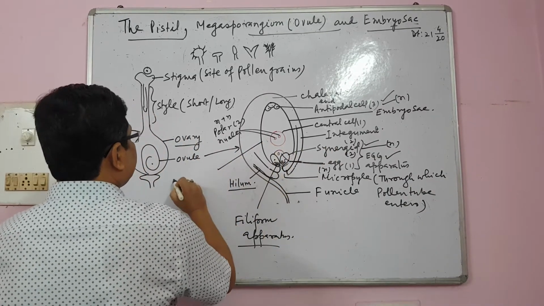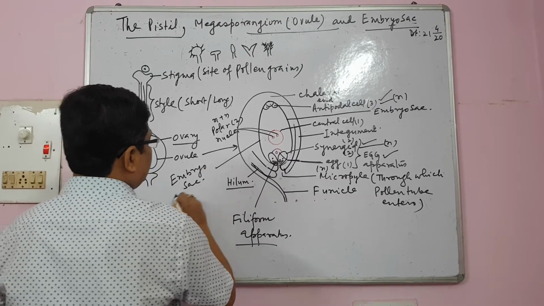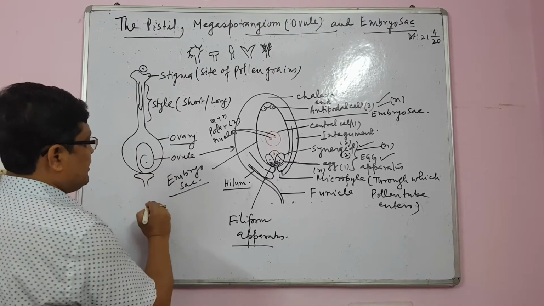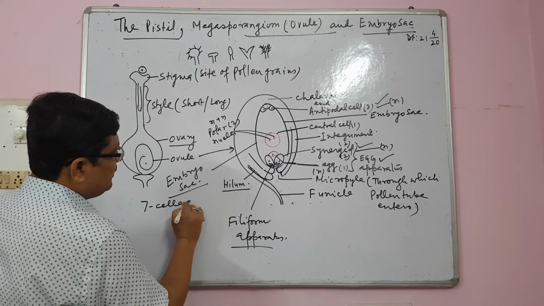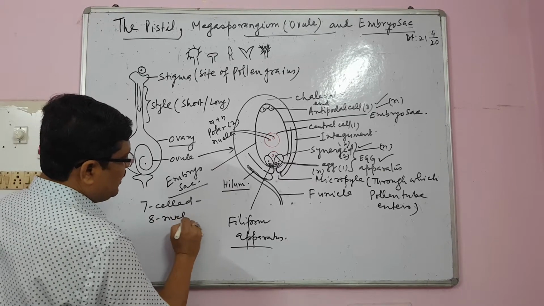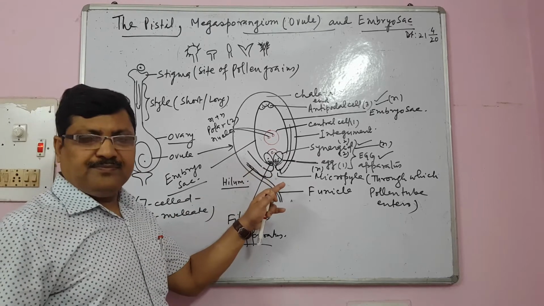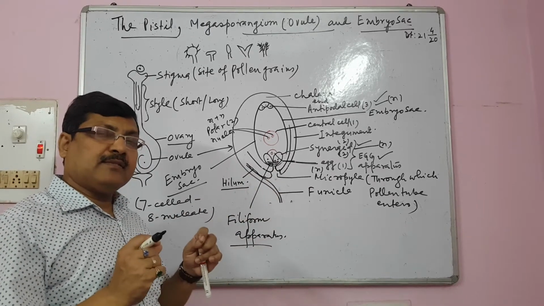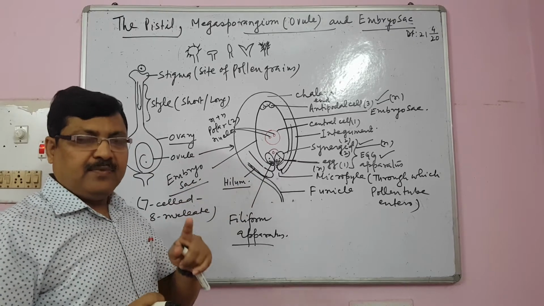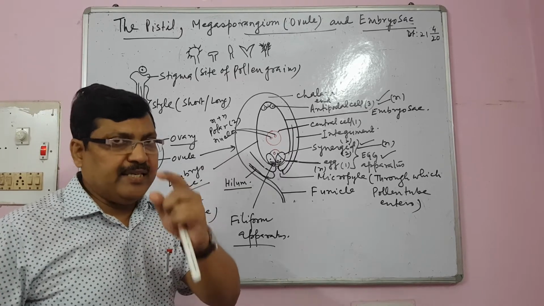This one is a 7-celled, 8-nucleate structure. Now we will discuss the development of embryo sac, and this discussion comes under the Megasporogenesis.